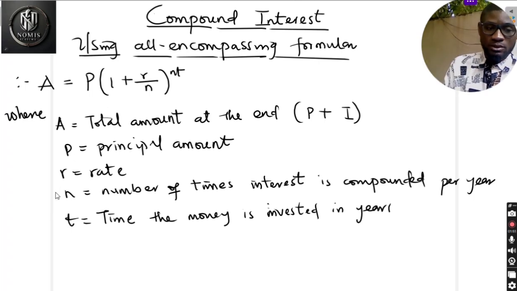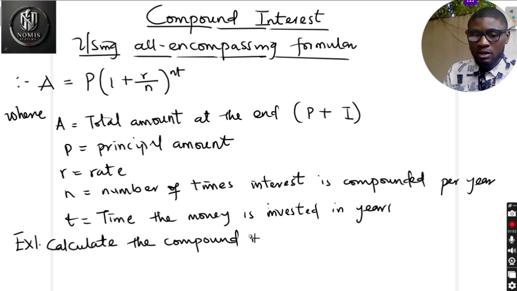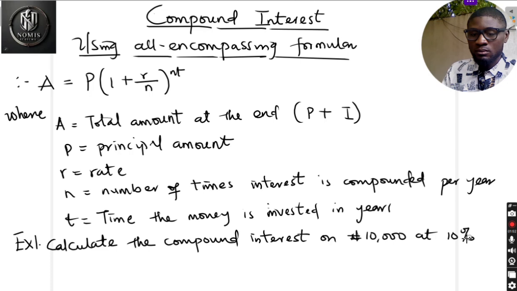So let's take example number 1. Example number 1 is just taking the question that says: calculate the compound interest on 10,000 naira, 10% per annum, for 3 years. So let's get into the solution.